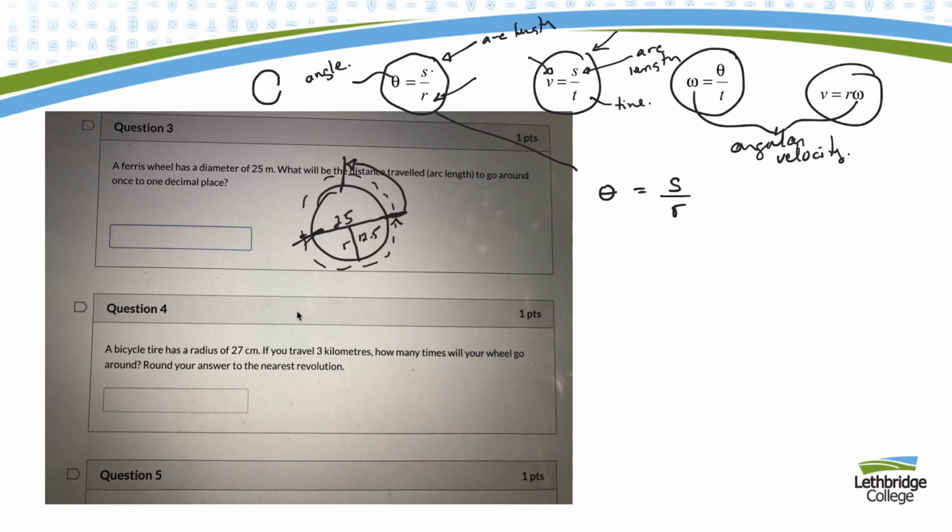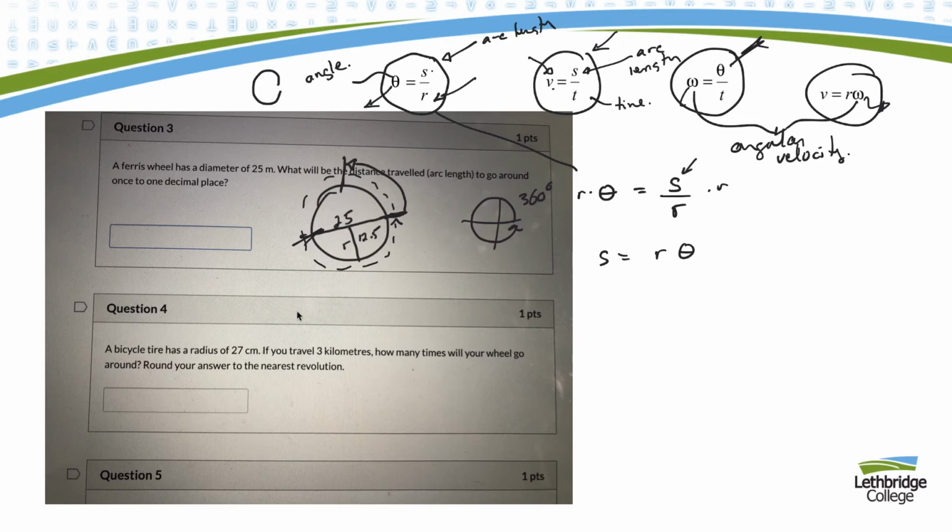In this case, they're wanting to know how long to go all the way around. So we want to solve for S. If I multiply both sides by R, the formula will be S is equal to R times the angle. Now the angle in all of these, and the angular velocity too, all of those measurements for angles have to be done in radians. So usually we're good with degrees. If I were to go all the way around a circle, that's 360 degrees, right? But in these formulas, I have to put that into radians.